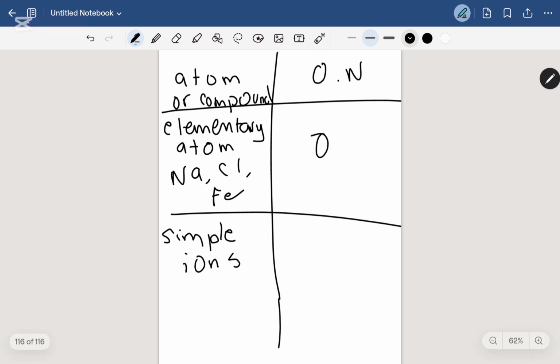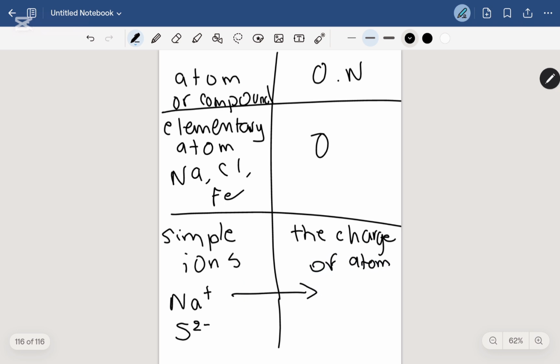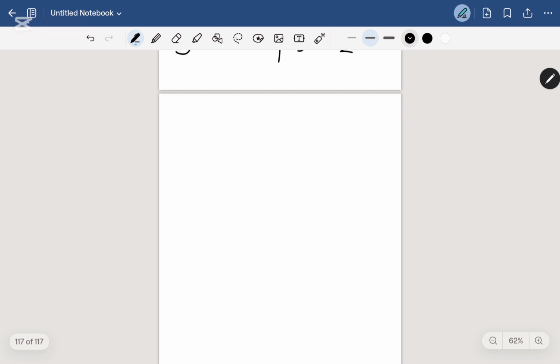Moving on, we're going to discuss simple ions. Simple ions are Na, Cl, Fe, but they have charges. For example, Na plus and S2 minus are two examples of simple ions. Now the oxidation number is the charge of the atom. So if we take Na plus as an example, the charge is +1, so the oxidation number becomes +1. If we take S2 minus, the charge is -2, so the oxidation number is -2.